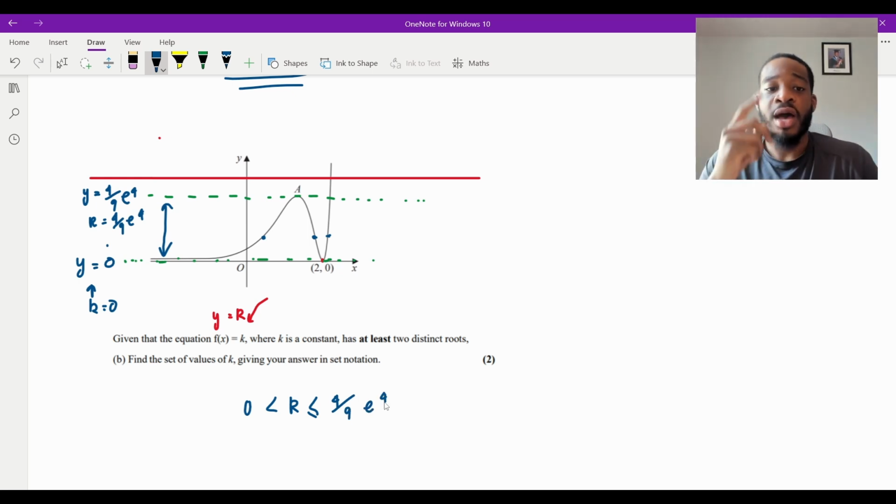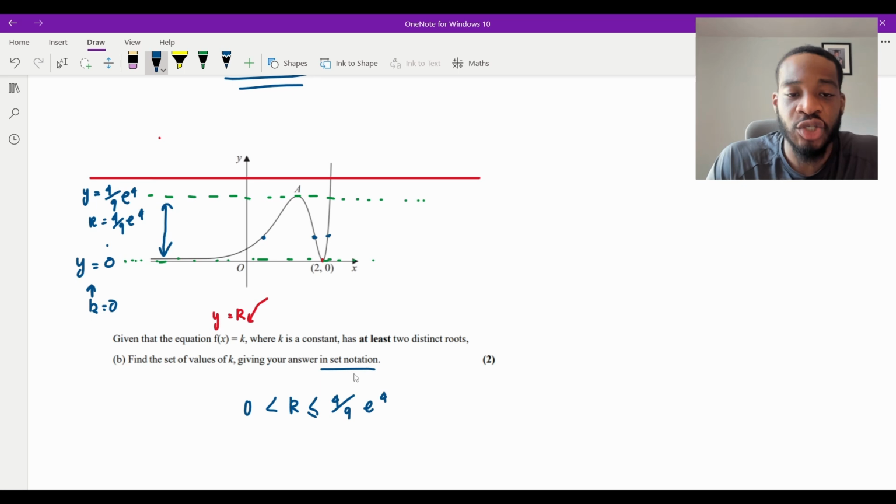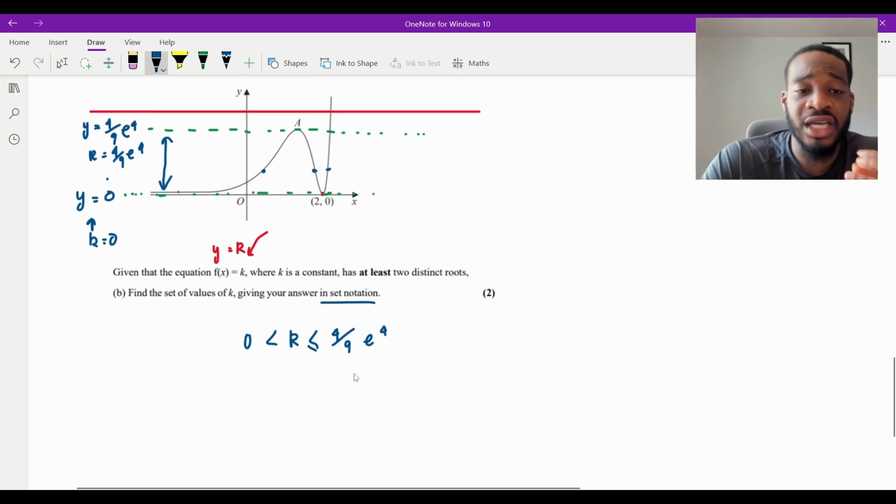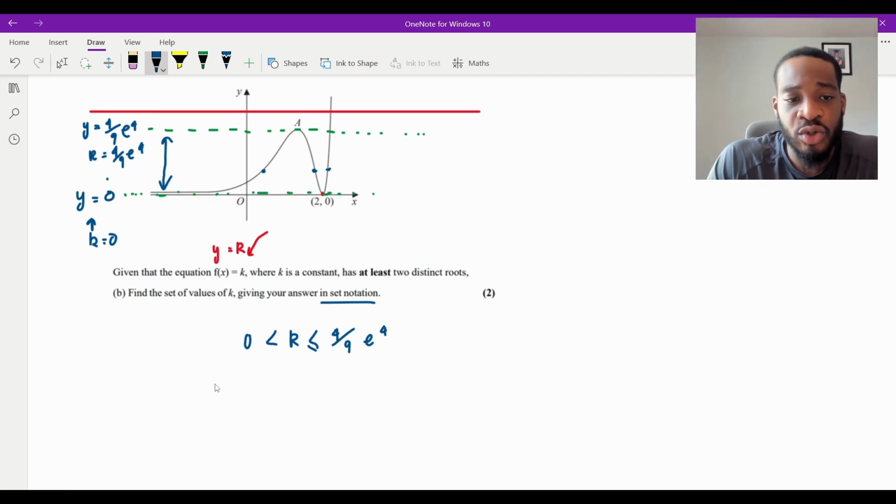So that's your answer. However, it does say give your answer in set notation, and this part is just easy. Remember, when you're doing set notation, what they want to see is those curly brackets. So all you're going to do is put curly brackets like that, and then you just want to define what type of constant k is.